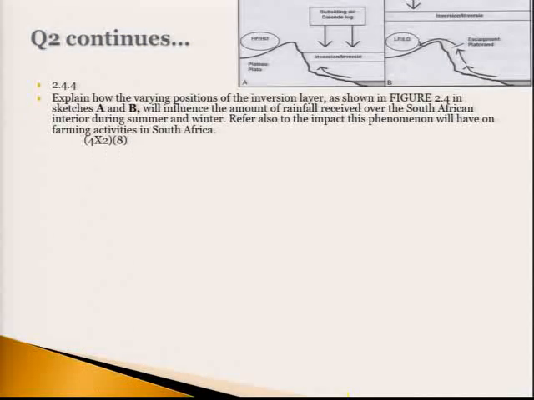Colleagues, let's continue. 2.4.4. Explain how the varying position of the inversion layer, and when we check it, we can see that the position of the inversion layer is not the same, as shown in figure 2.4 in sketch A and sketch B, has influenced the amount of what? Of rainfall received over South Africa. These will occur in which seasons? The summer season and the winter season.